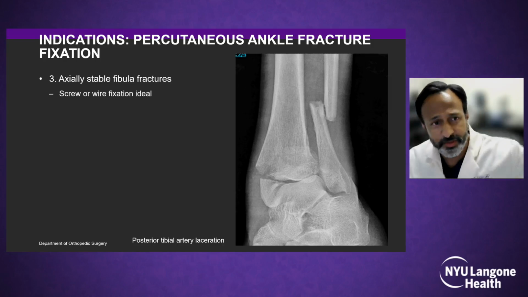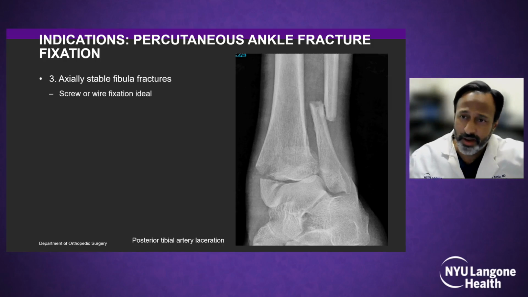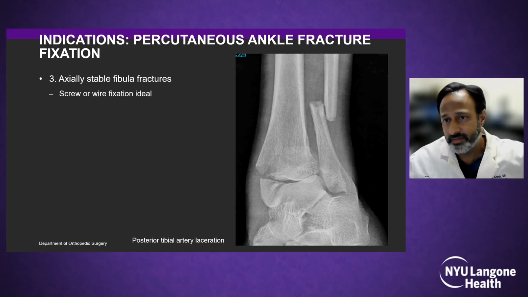Axially stable fibula fractures are a great indication in my mind for percutaneous fixation. These just need to get the fibula lined up, and then once you do that, you can put a screw or a wire fixation, and you don't have to worry about a length stable construct anymore.